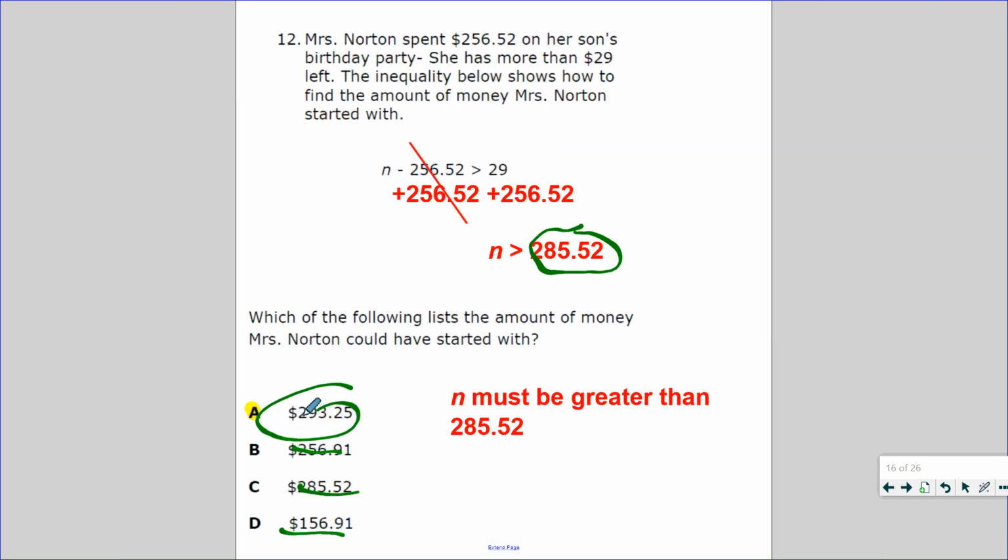And that is it. So again, the main thing is when you're multiplying or dividing by a negative number, you have to flip the sign. All right?